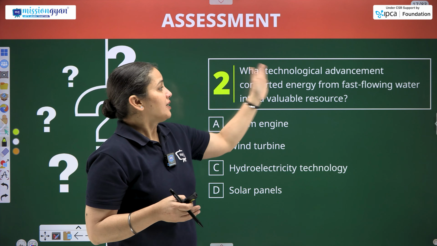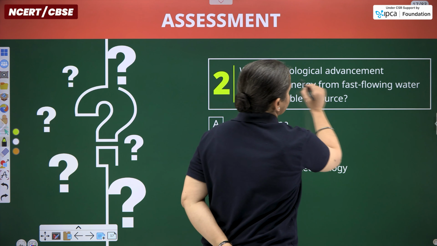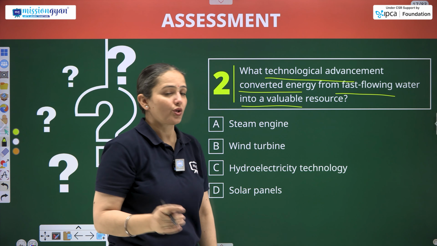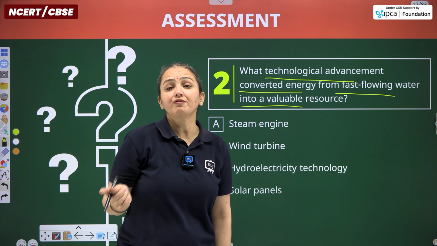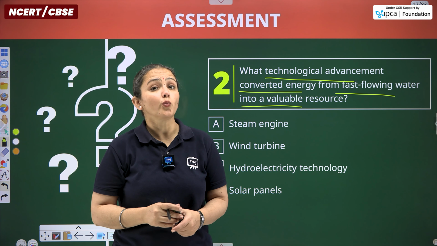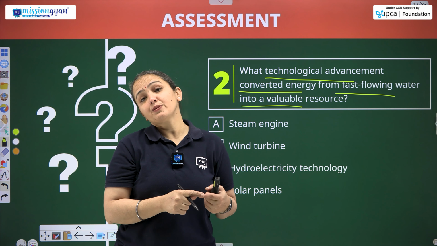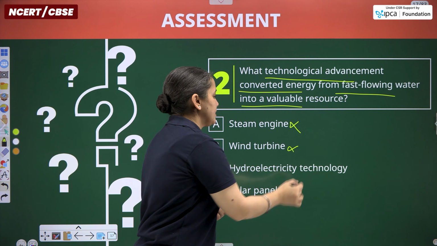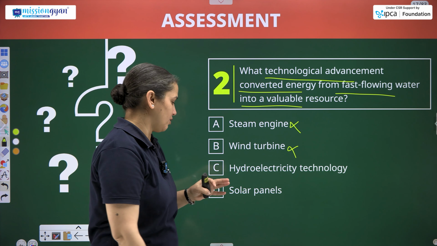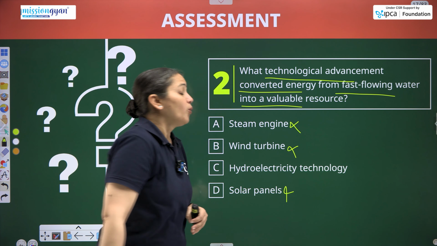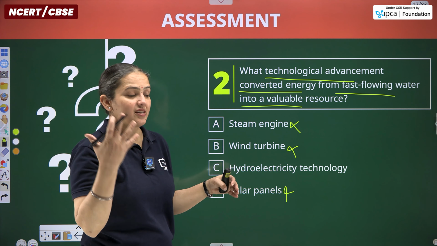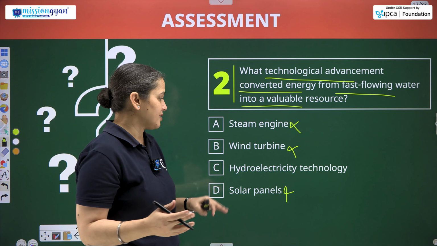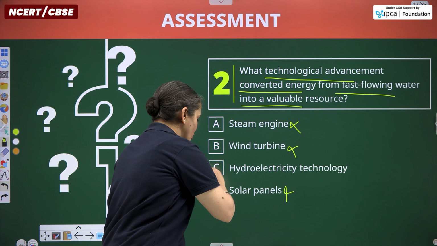Second question, what technological advancement converted energy from fast flowing water into a valuable resource? So we are talking about what we can generate from the fast flowing water resource that helps in earning economic value. Steam engine, not so. Wind turbine works with the speed of the wind. Solar panels work with the help of sunshine, sun rays, and the heat received by the earth. So, our remaining and authentic answer is hydroelectricity technology.